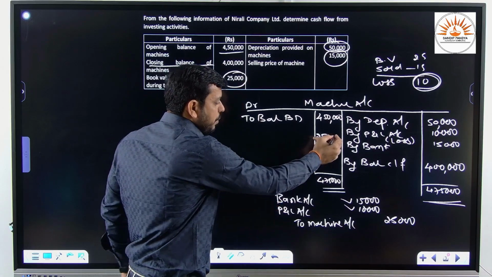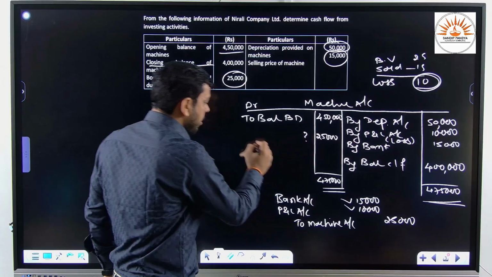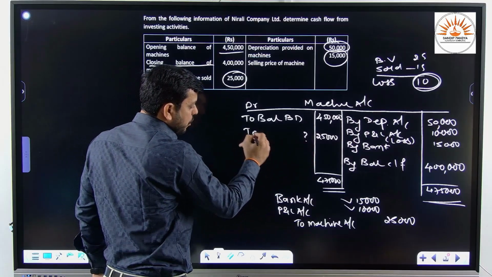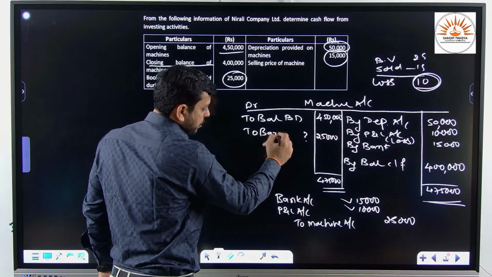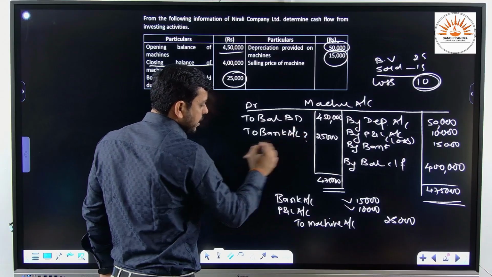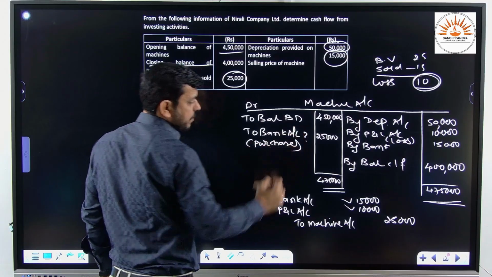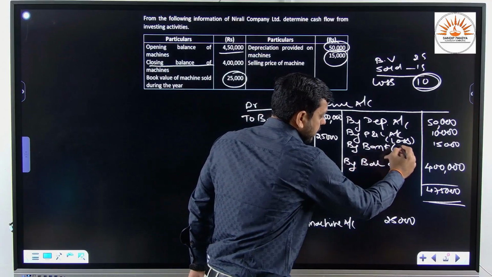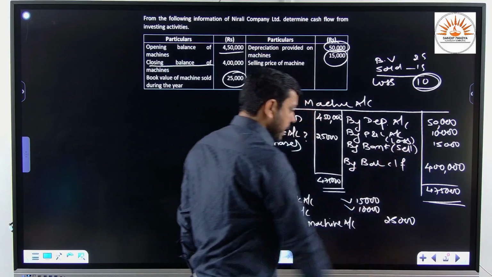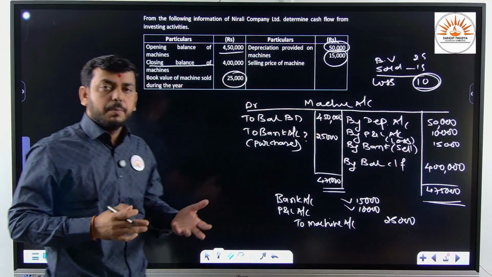So obviously there can never be a profit, because both loss and profit do not exist at a time. So this value will obviously be our balancing figure, where we shall write bank account. And these indicate our purchase of machine. And these indicate the sale of machine. Fine. So sir, what is the use after preparing this?